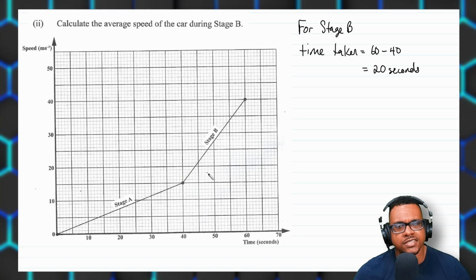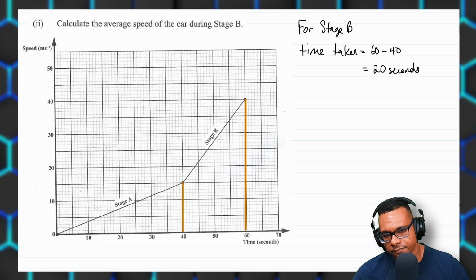Now we know the area under the graph represents distance for a speed time graph. So let's mark off stage B. All right, so you can see I blocked off stage B and we can see the area under this line. Now this shape is a trapezium. All right, so let's get the dimensions of the sides of the trapezium.